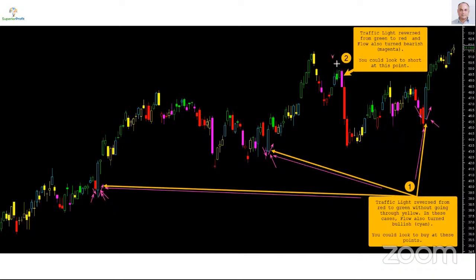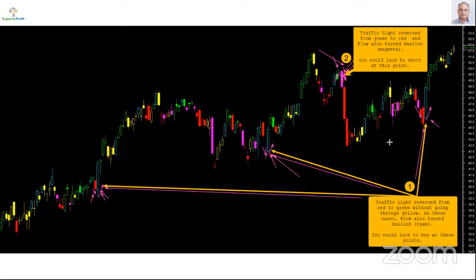And at a swing high, in this case, flow also turned magenta, but that's a special case of traffic light being red. So traffic light changed from green to red at a swing high. That's important. So we are going to look for a short setup. Here we already had a lower high. So we had a Go with Flow short setup that came with a sudden reversal from bullish to bearish momentum. So we would have more confidence to take the short trade.